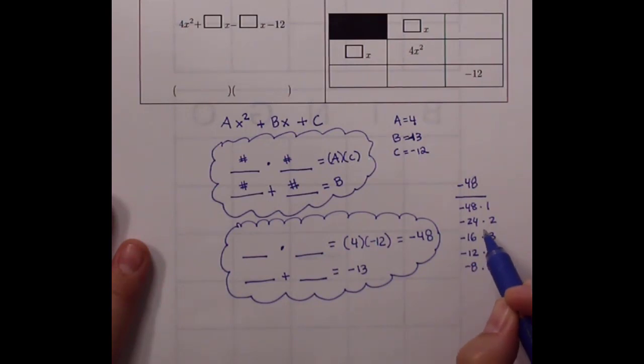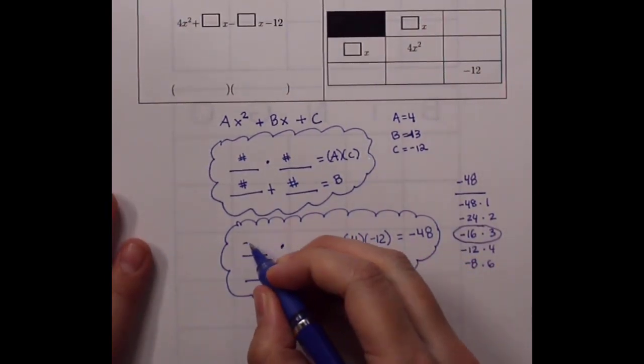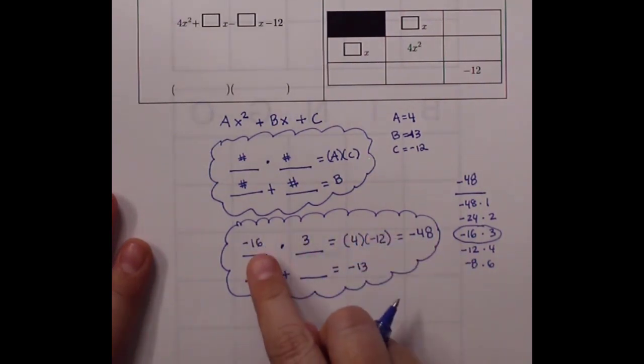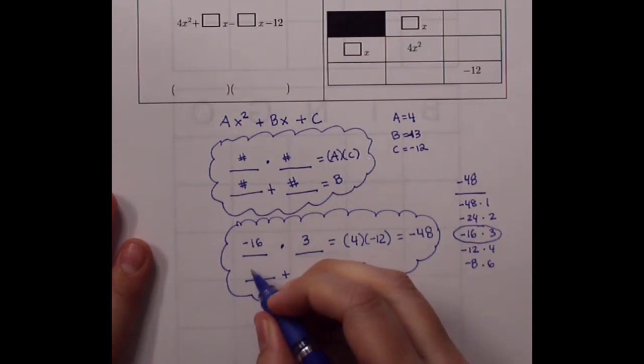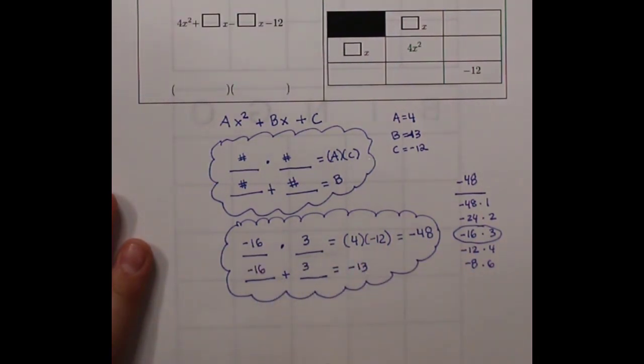There it is. Did you see it? It has to be those 2. Negative 16 times positive 3 multiplies to make negative 48. And then if you take negative 16 plus 3, you will get negative 13.